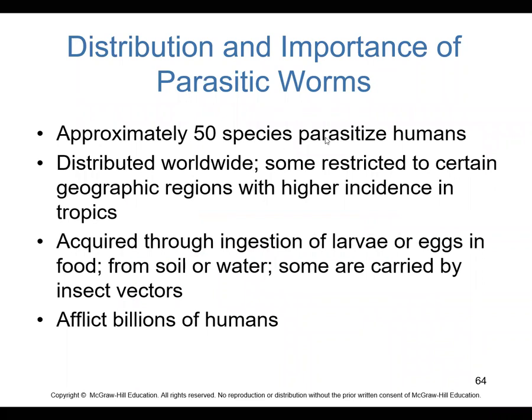About 50 of them parasitize humans. They are worldwide, but they're mainly in your tropical and subtropical areas, because that's where you're going to have a higher incidence of it because of the warmer climate. You get these from ingestion of contaminated food or water. If you have open sores, you can get them in. You can get them from the soil or being in water, and they can be carried by insects and spread that way. It afflicts billions of people a year because you can get multiple infections of it.